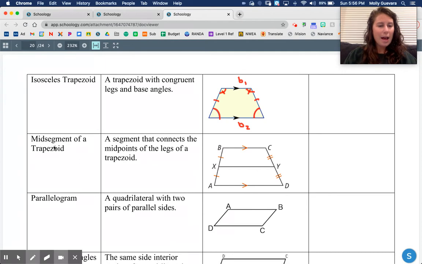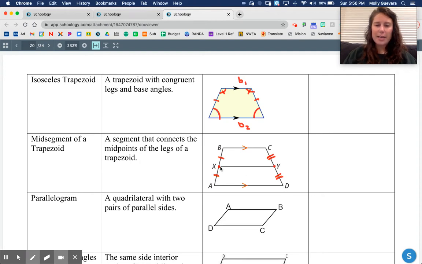Okay, and then the last one we're going to go over today is the mid-segment of a trapezoid. So this is the segment that connects the midpoints of the legs. So here's a trapezoid. If I find the middle of line AB, here it is right here. And I know it's the middle because X to B is the same length as X to A. And then I find the middle of leg CD, which is Y, and again, I know it's the middle because of these tick marks. C to Y is the same length as D to Y.